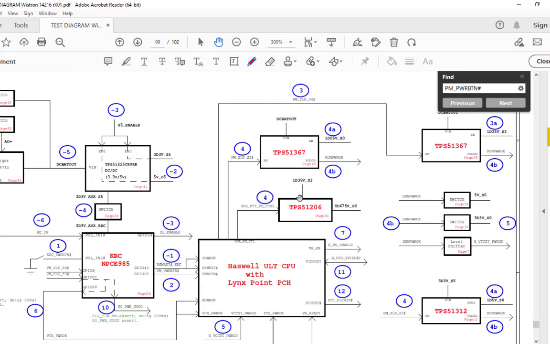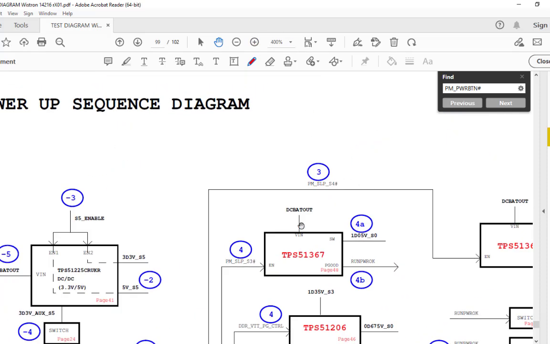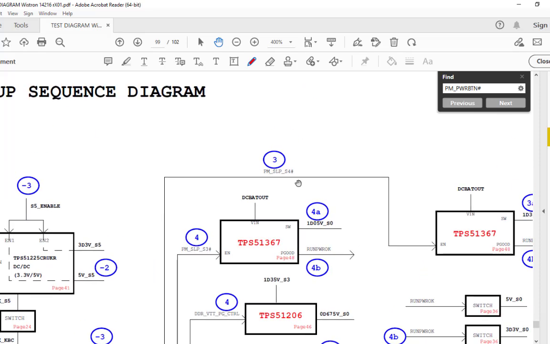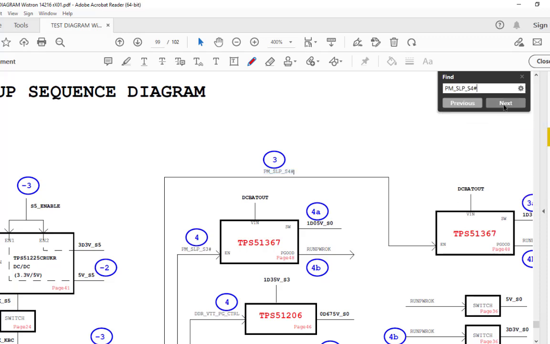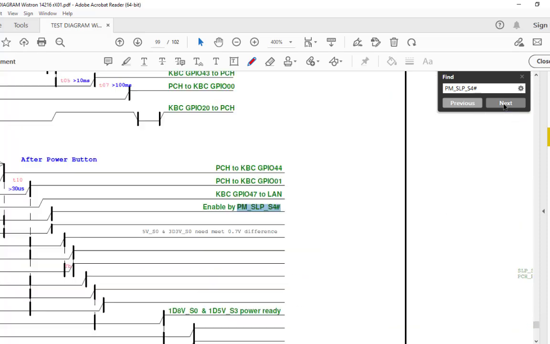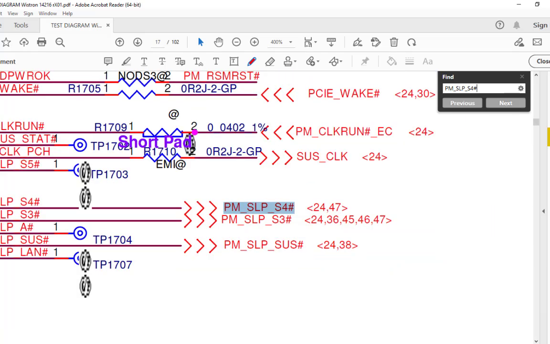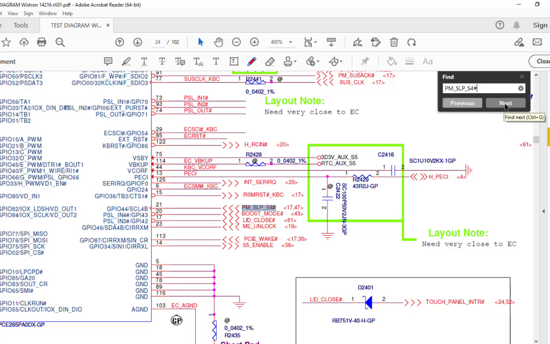Okay, so now the power button is done. The next signal we are going to check is SLP_S4, step number 3. So where do we check this signal? Simple: come here, select this, copy it, paste it here, and click on next, next, next, next, next. Here is the CPU, so you can't check the signal here, so click on next again. The CPU is there again, click on next, wait, stop.